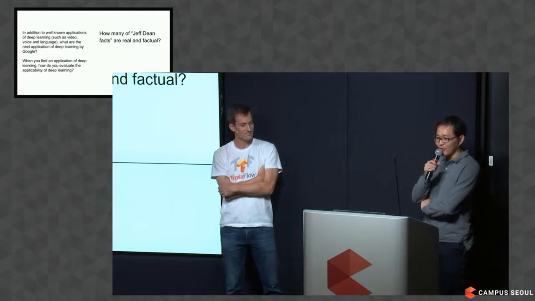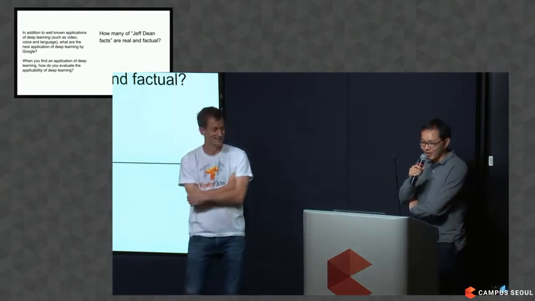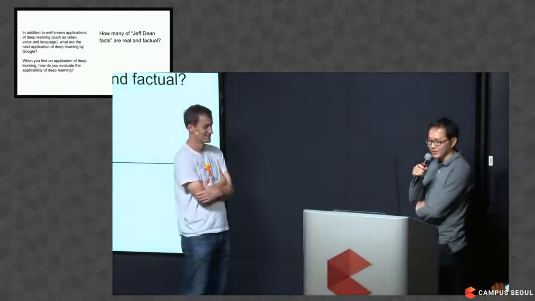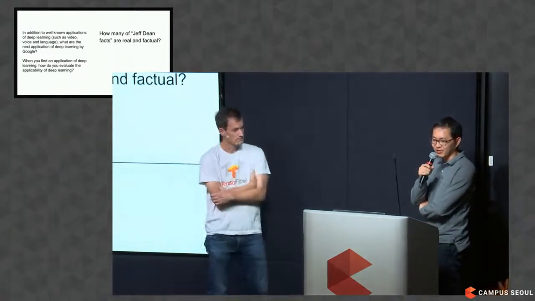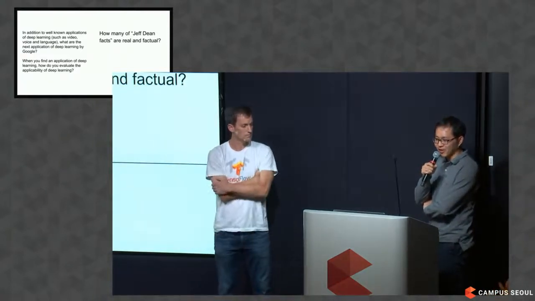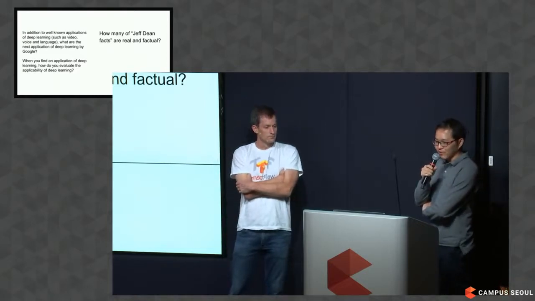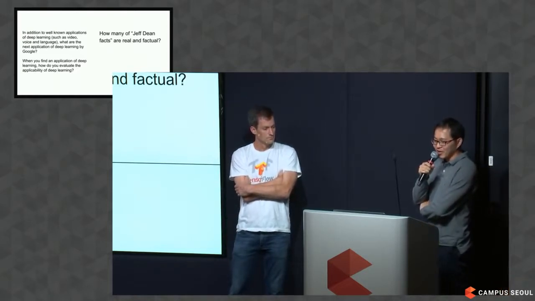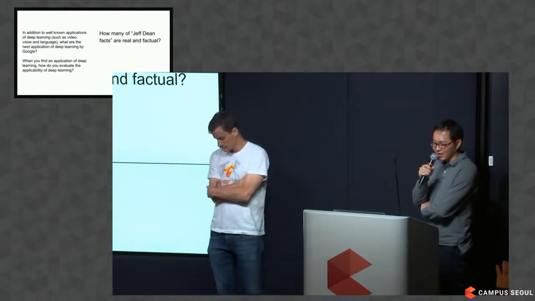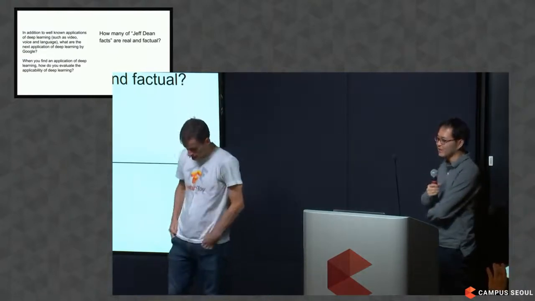In addition to well-known applications of deep learning, such as vision and speech and languages, what are the next applications of deep learning by Google? And when you find an application of deep learning, how do you evaluate the applicability of deep learning?